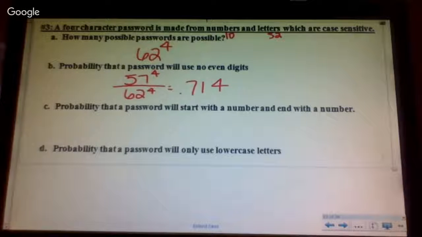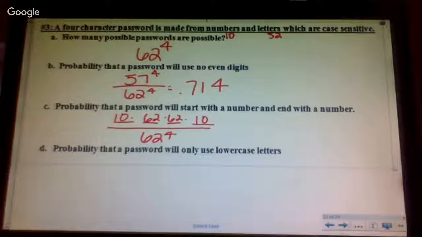My password has to start with a number and end with a number. So how many options do I have here? It starts with a number, 10. It ends with a number, 10. These middle two can be either number or letter, so each one of these is 62, again divided by the total possible, 62 to the 4th. 0.026.